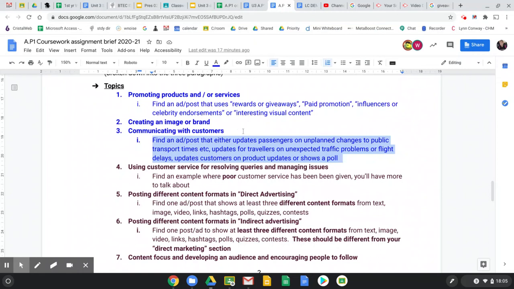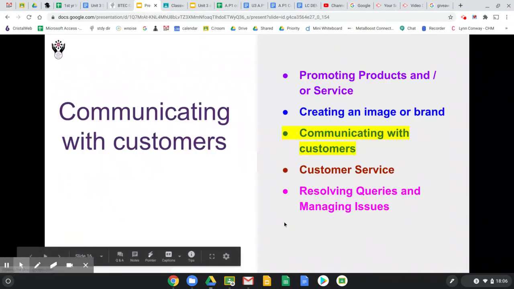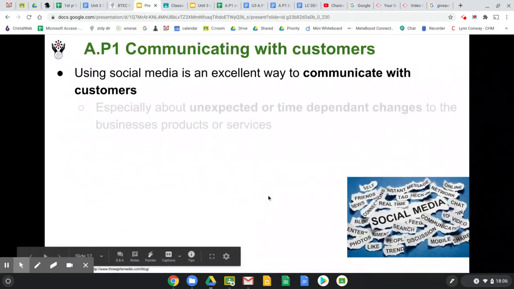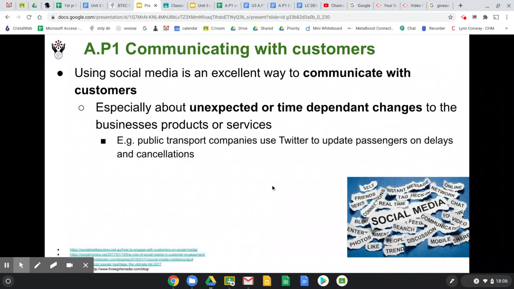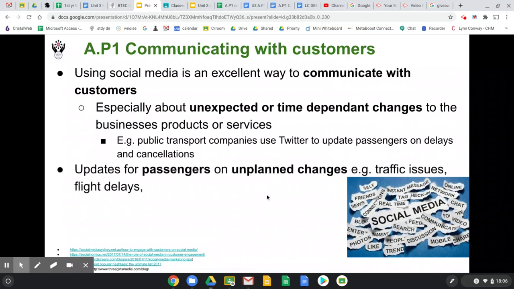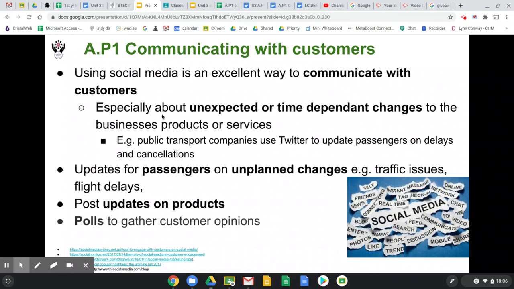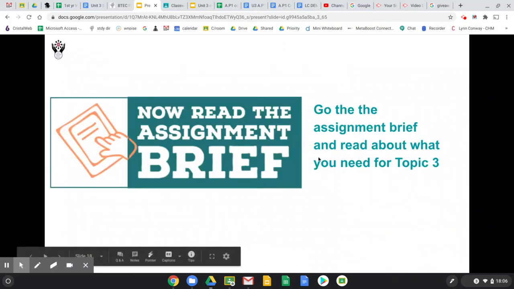And then your third topic, you're going to find an ad, and I suggest you look on Twitter for this, which updates passengers with transport times, any unexpected traffic problems. So we're looking for communication with customers. And we know that social media is really good at communicating with customers. So especially for things which are unexpected, like if a flight's been delayed, maybe there's a problem on the train line, or maybe a road is blocked. These sort of things on Twitter especially are really useful to get hold of masses of people very quickly. So you're looking for an ad which will demonstrate the ability for companies to communicate effectively with their customers. And then that's your topic 3.